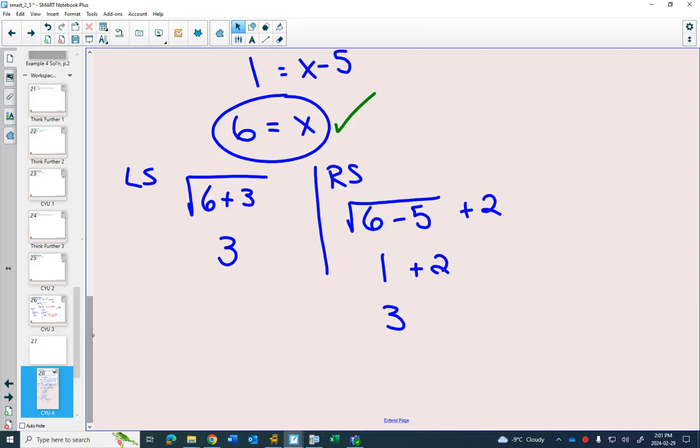All right, I'm just going to check if there's any double square root questions that have numbers.